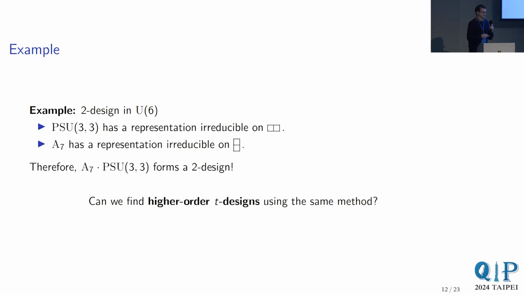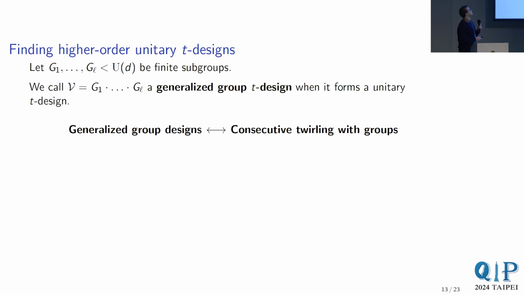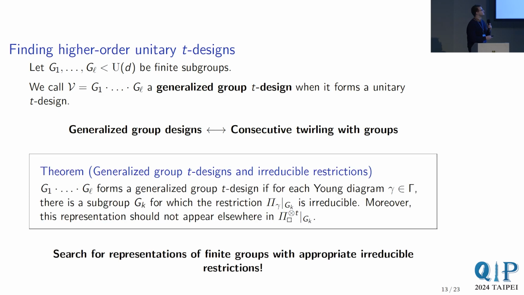And the question is, can we find higher order T designs using the same method? And the answer is yes, by using the same idea. If we have multiple finite subgroups of the unitary group, and we multiply them together, as I described before, we get a generalized group T design if it forms a unitary T design. So that's essentially a definition. And the concept of a generalized group design essentially captures the idea of consecutive twirling with these subgroups.